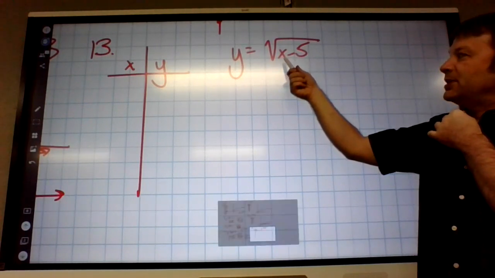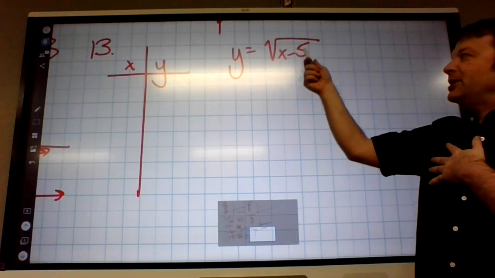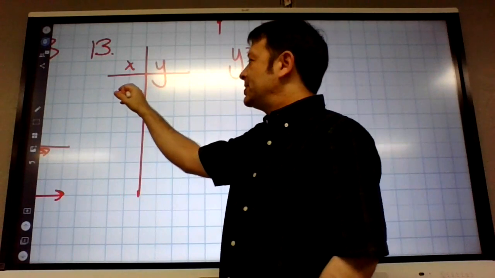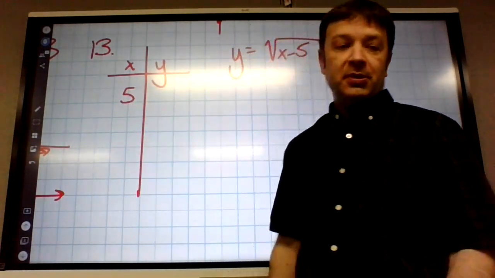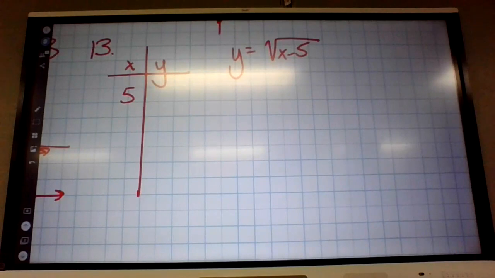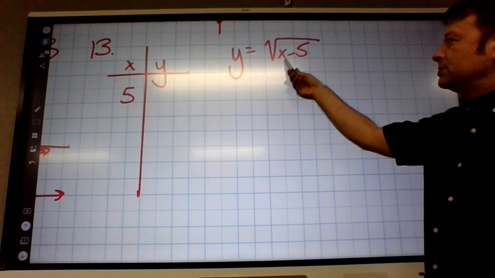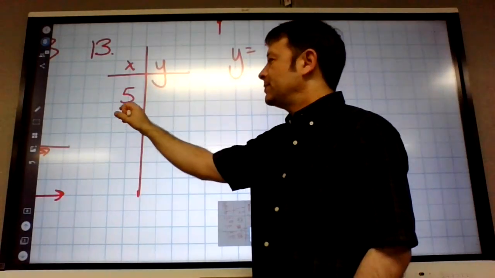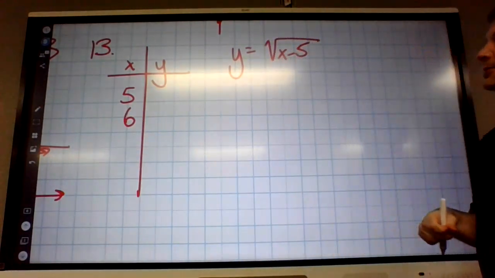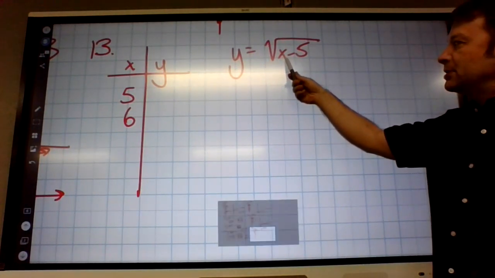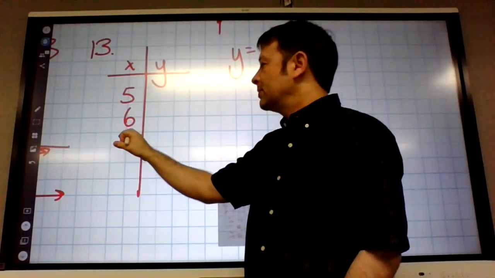5. I can't plug in 0 here, because 0 minus 5 is negative 5. You can't have the square root of a negative. So the lowest thing I can plug in is 5. Okay, what could I plug in to make what's under the square root equal 1? 6, because 6 minus 5 is 1. What could I plug in that would make what's under the square root equal to 4? 9. 9 minus 5 is 4.